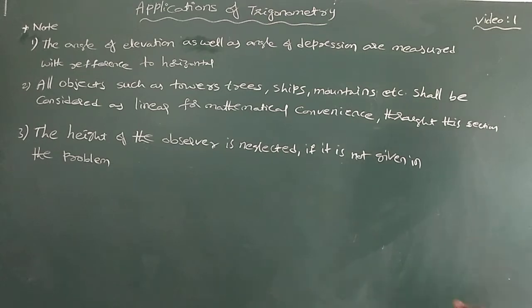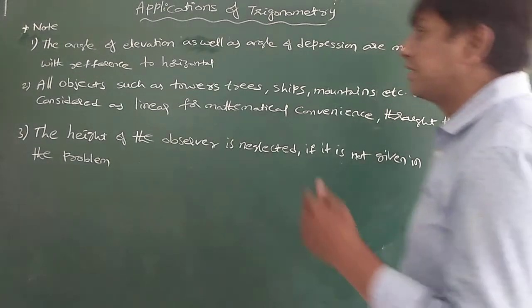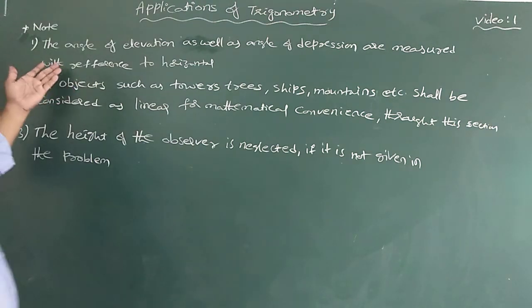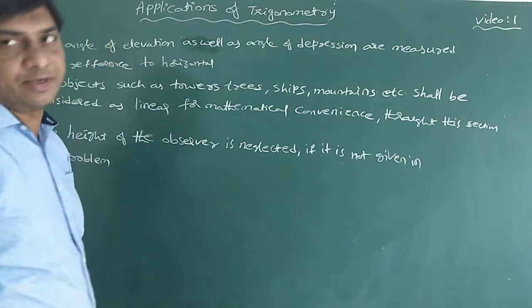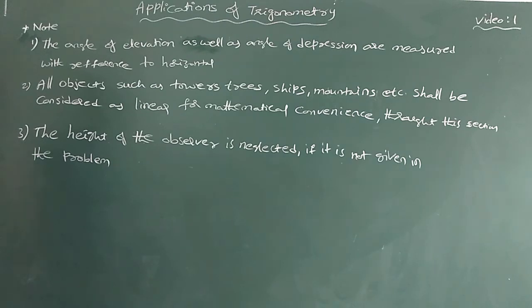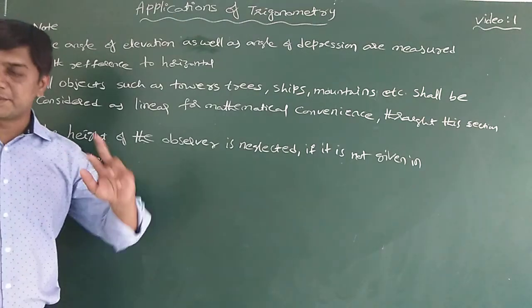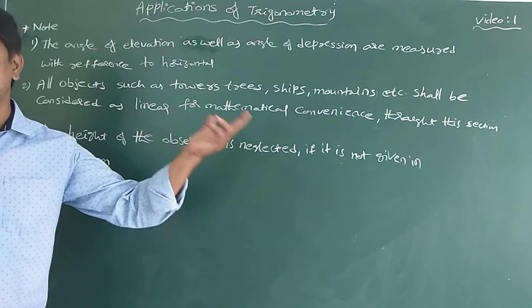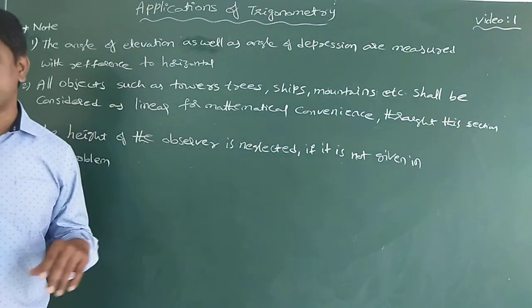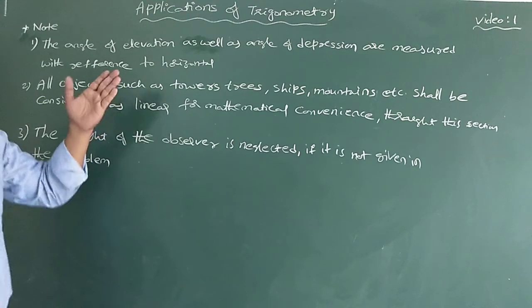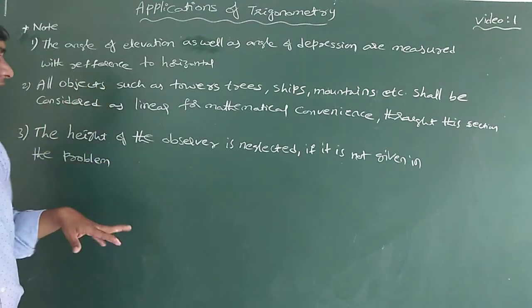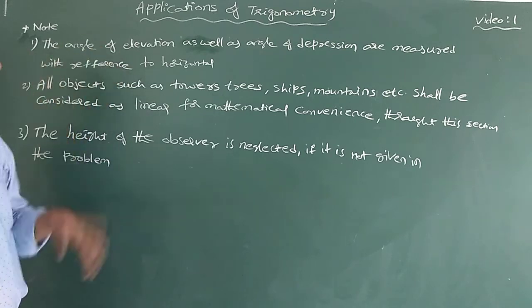See, these are very important note points. The angle of elevation as well as the angle of depression are measured with reference to the horizontal line only. Because in both definitions, I said that if the line of sight is above the horizontal line, the angle between them is elevation, and if the line of sight is below the horizontal line, the angle between them is the angle of depression. So, with reference to the horizontal line.